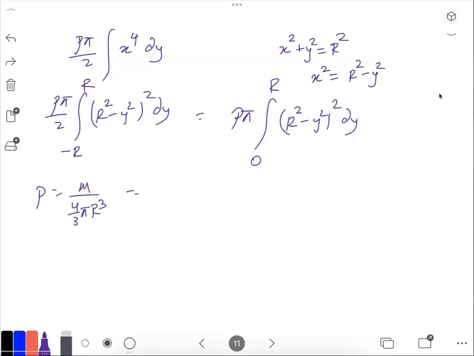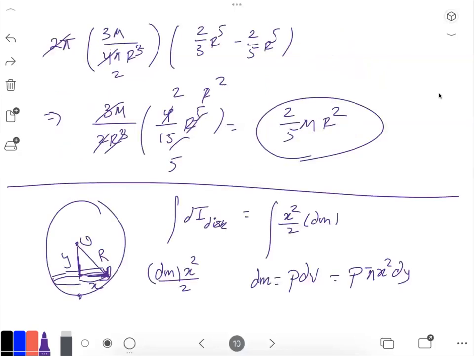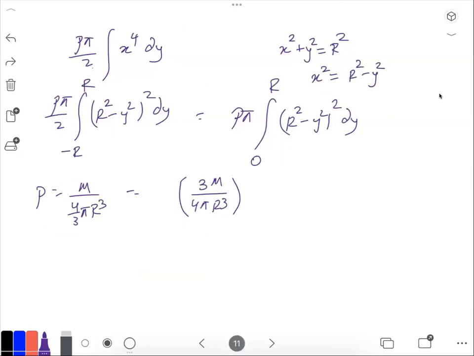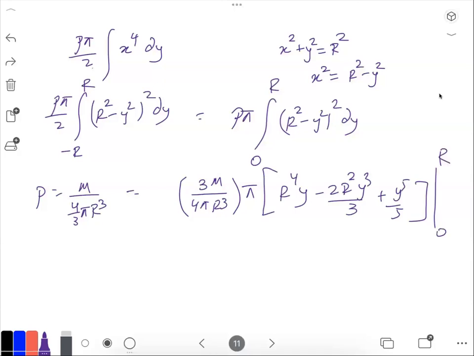So this was again 3m over 4 pi r cubed. Let me just make sure. Yeah, don't want to make a mistake now. And then what we're going to do is multiply by pi, and then take this integral. So we're going to have an r to the fourth, tacked onto that will be a y. We'll have a negative 2r squared y cubed over 3. And then we'll have a y to the fifth over 5. And then this is going to be from 0 to r.